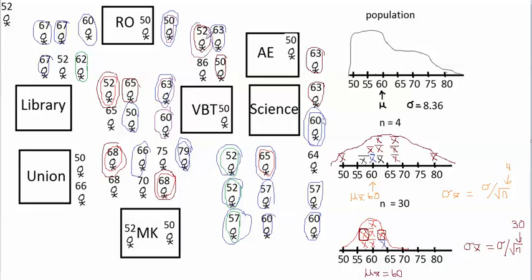So if I'm taking a sample of 4 people from this population, I'm calculating the mean height of my sample. One of these will end up being my actual sample. If I take a sample of 30 people from this population, and I calculate the mean height of my sample, one of these will end up being my actual sample.